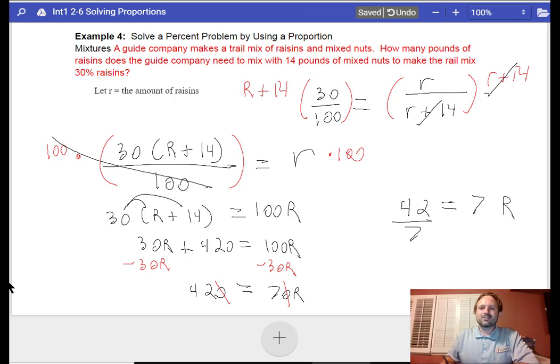So now all I have to do is divide by 7 on both sides, and I would get 6 equals R. Now, technically, my let statement, I should have said let R equal the amount of raisins in pounds. Because now we just have 6, and it's like, okay, what's that 6? It's 6 pounds.